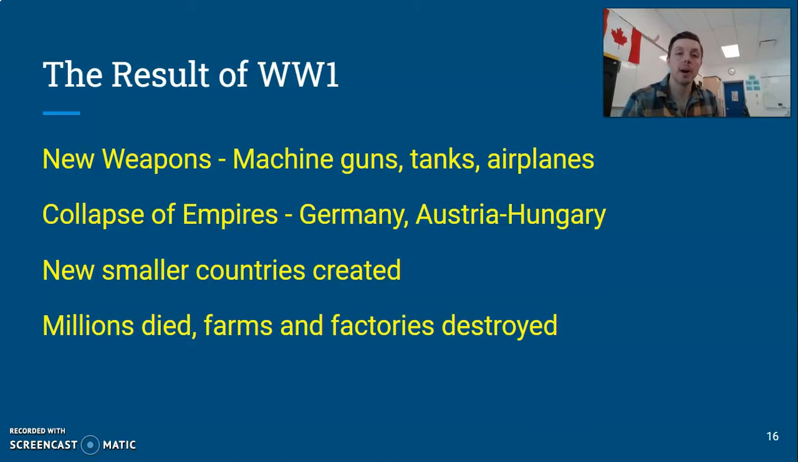The collapse of empires. Germany, Austria-Hungary, and the Ottoman Empire all splintered back down into smaller countries again. These countries were very nationalistic. They wanted to be their own countries. So the idea of big empires started to fall. New, smaller countries were created. But of course, millions of people died. Farms and factories were destroyed.